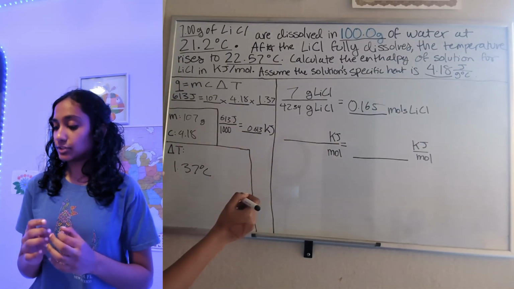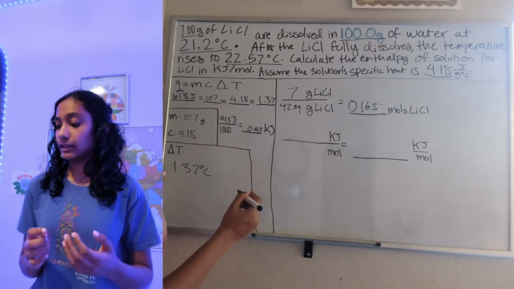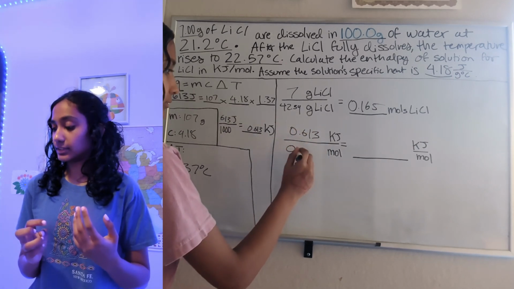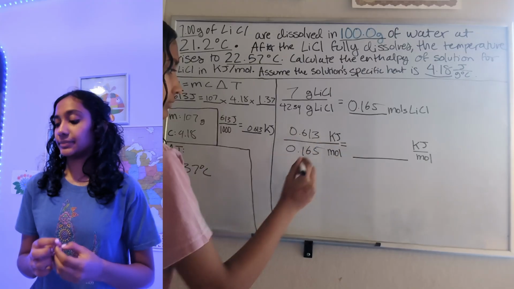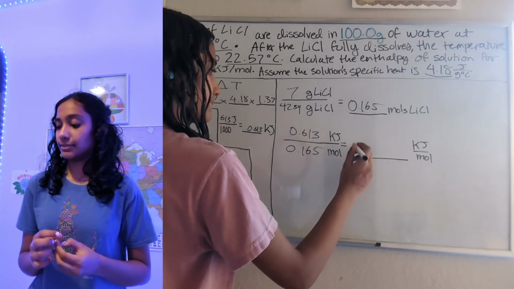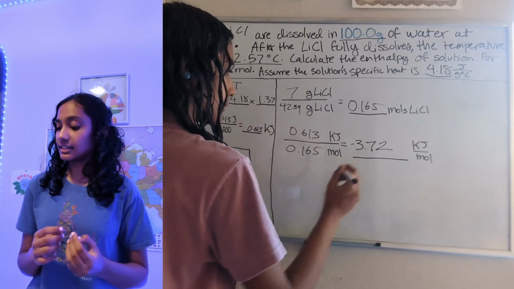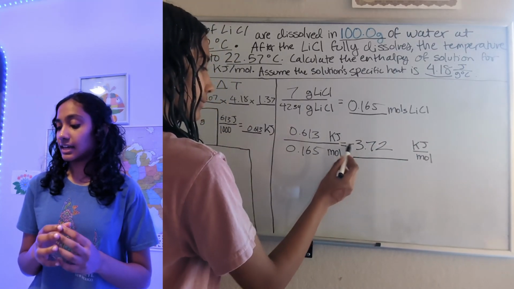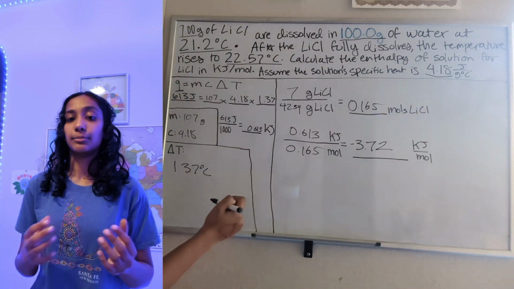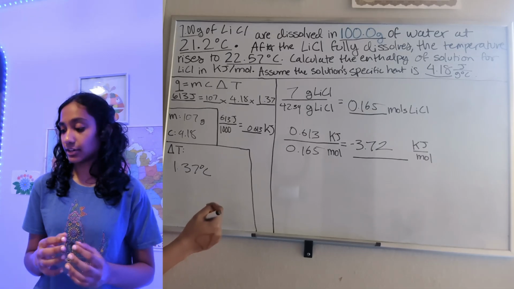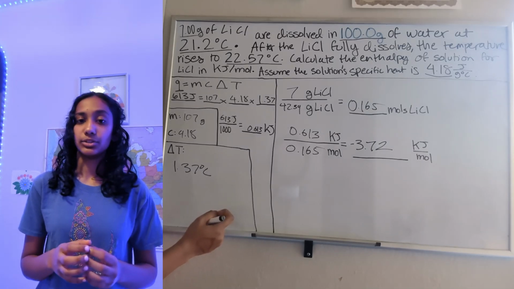Now, to find the enthalpy of solution in kilojoules per mole, we divide 0.613 kilojoules by 0.165 moles of the reaction, giving us an enthalpy of solution of negative 3.72 kilojoules per mole. Now, the reason I flipped the sign is because the temperature of the solution increased. Because of this, we know that the dissolution of LiCl is an exothermic reaction, meaning its enthalpy of solution has to be negative. Another way to calculate enthalpy is with bond energies.